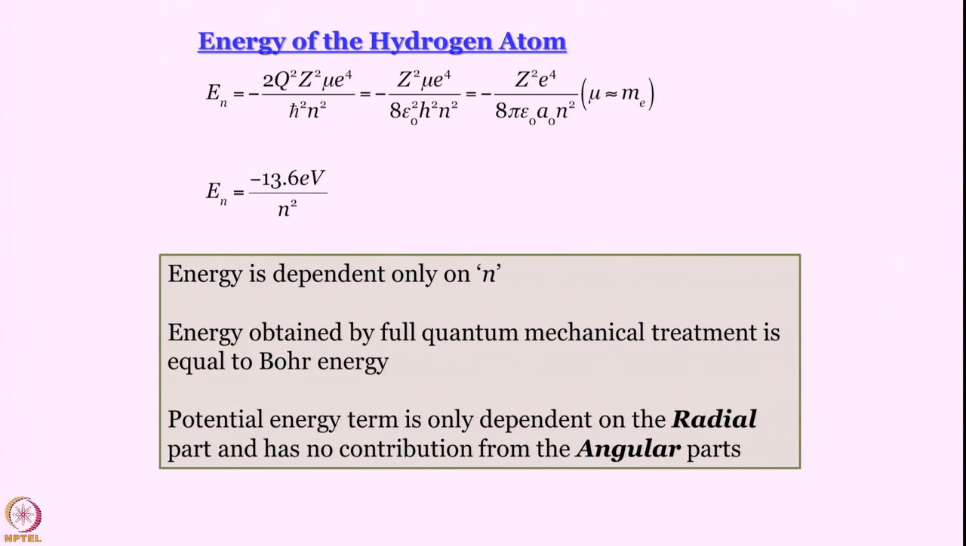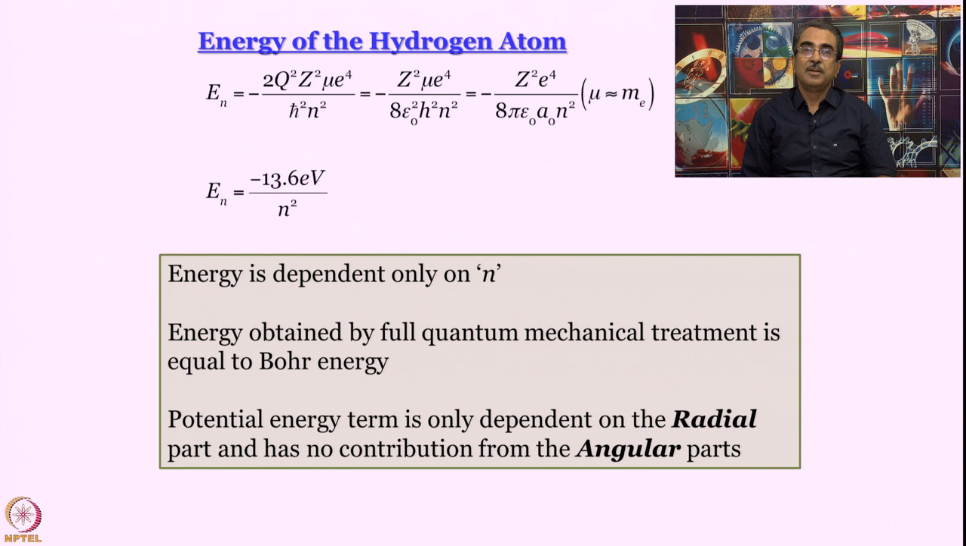One thing that we need to see is that, if you go back to these three equations, you would see that energy appears only in the r dependent part. So, it tells us essentially that for a hydrogen atom, energy does not depend on the subsidiary quantum number L or the magnetic quantum number M.